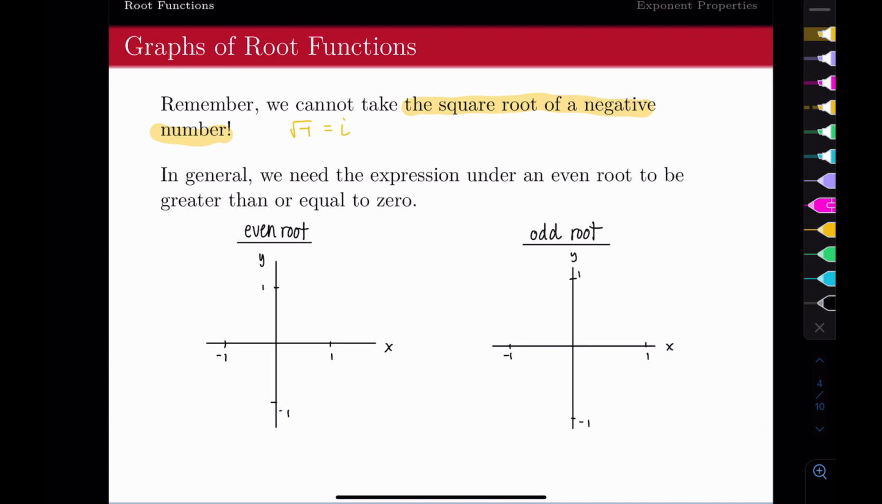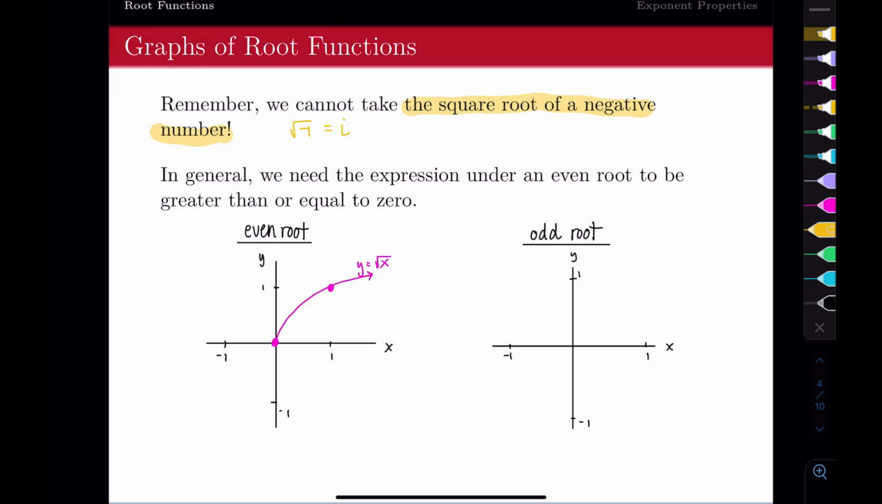So let's start with the graphs of both of these. We'll begin with an even root. So we'll start with the square root of x. When you plug in 0, square root of 0 is 0. When you plug in 1, square root of 1 is 1. And then remember, we can't plug in negative numbers. 0 is the very first one, and it has this overall shape to it.